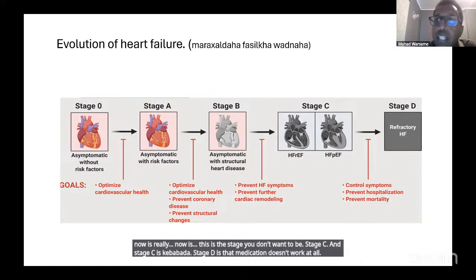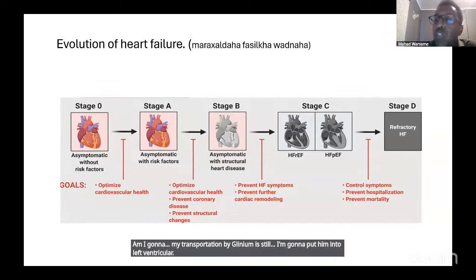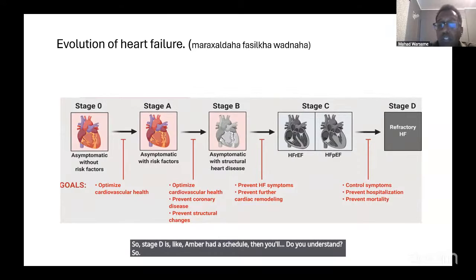Now you have to think, am I going to give him a transplantation? I'm going to put him on a left ventricular assist device, or refer him for organ donation. Do you understand? So that's the different stages.